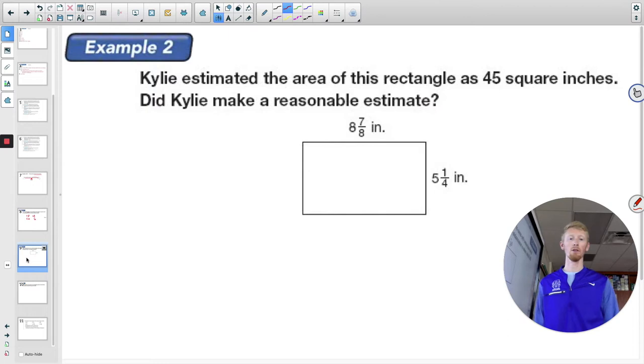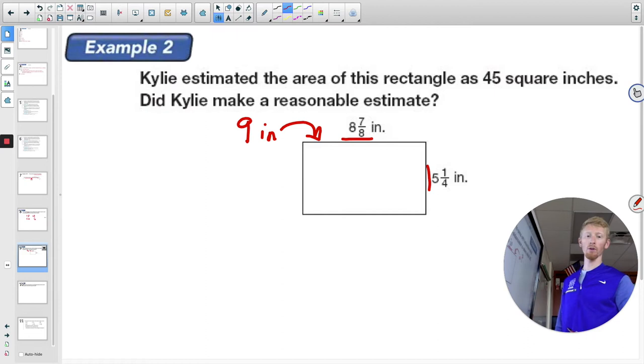So if I'm estimating here, before I find the area, and I know the area is length times width, 8 7/8 is closer to 9. So I'm going to round that to 9 inches here. And 5 1/4 is closer to 5, so I'm rounding that to 5 inches here. And then all I have to do is multiply length times width.